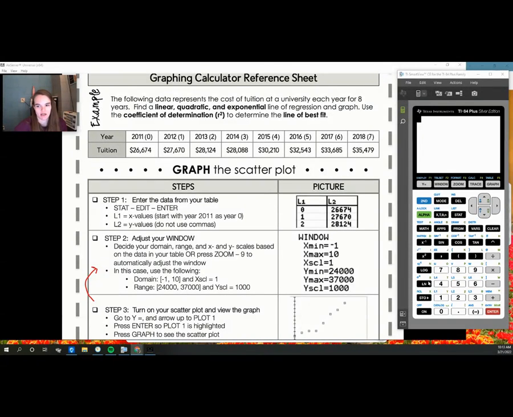Before we do anything with our calculator, the first thing you need to do when you walk in is reset it. So second plus 7, 1, 2. Just do that at the beginning of every day for a little while now.